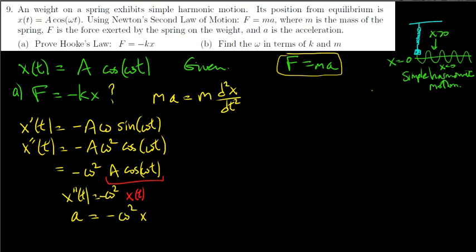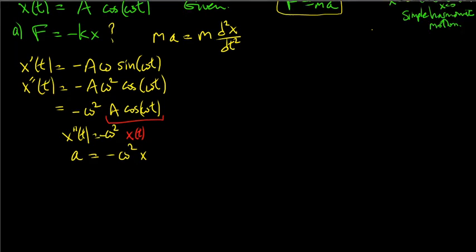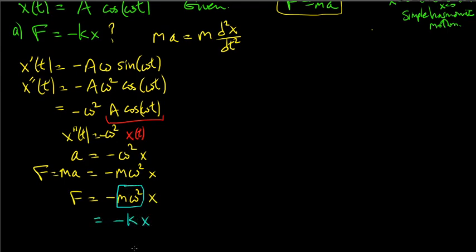So what's mass times acceleration? Mass times acceleration, again, that's just the force. That's Newton's second law. It's negative m times omega squared times x. So what we've shown is that F is negative m omega squared times x. And so now we know what this m times omega squared is. That's just k. So this is, in fact, Hooke's law, which is what we wanted to show.